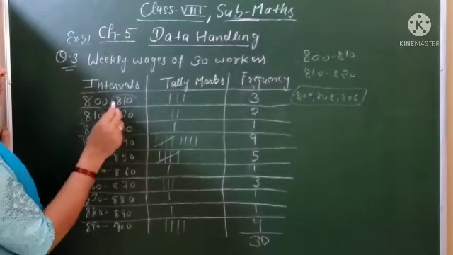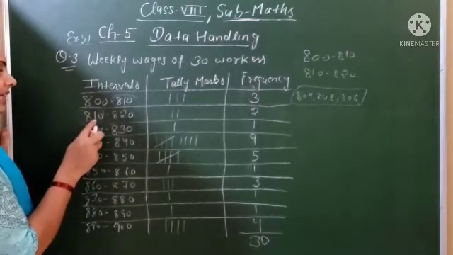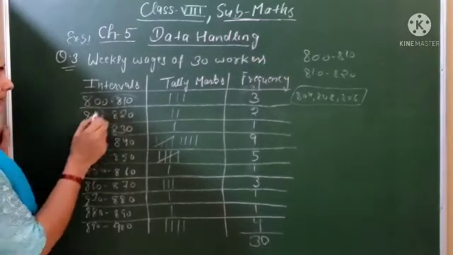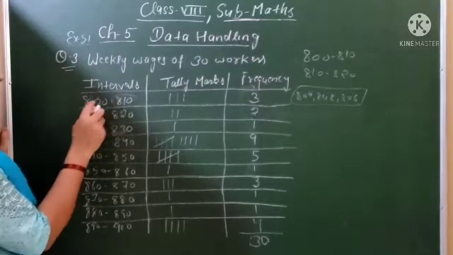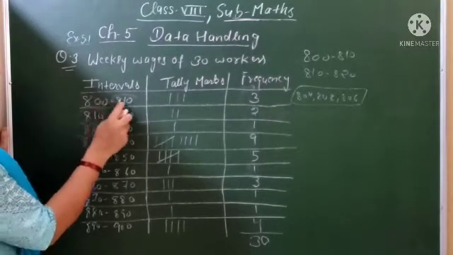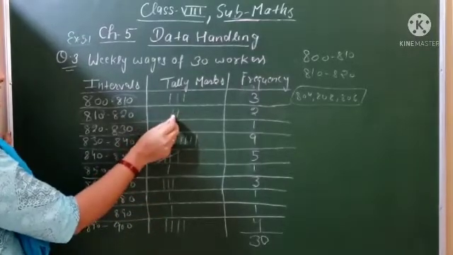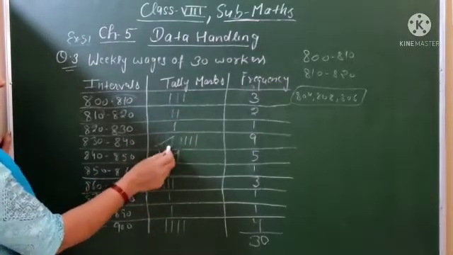810 to 820 means you have to check the data between 810 and 819, because 820 you will include in the next interval, and 810 you will include here, not in the previous one. It means here you will check 800 to 809 only. Clear? So here 3 workers, 3 tally marks, here 2, here 1, here how many?